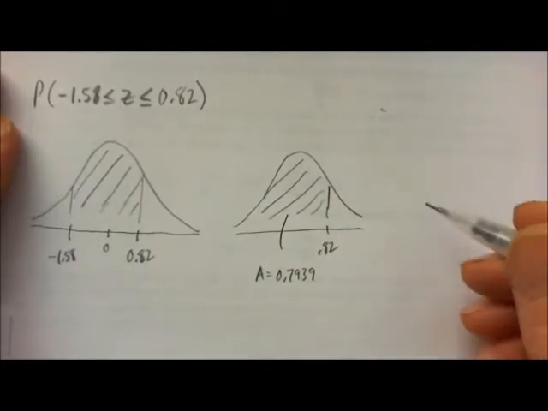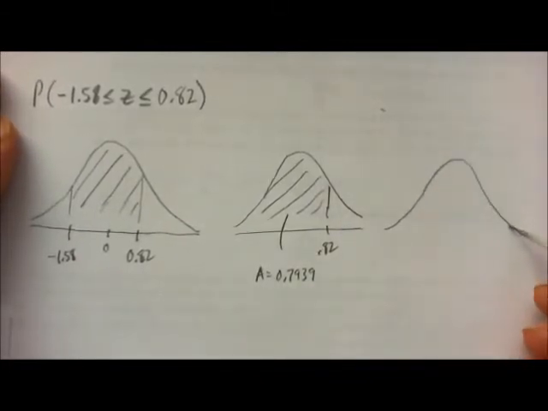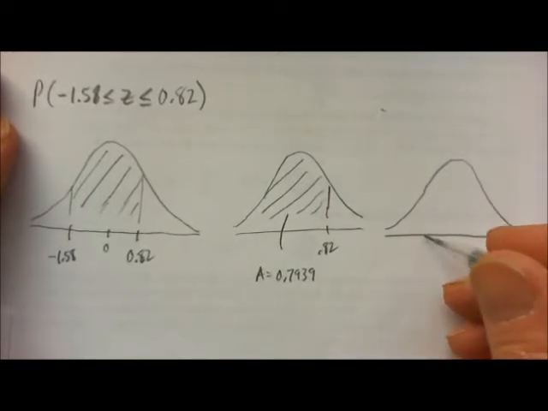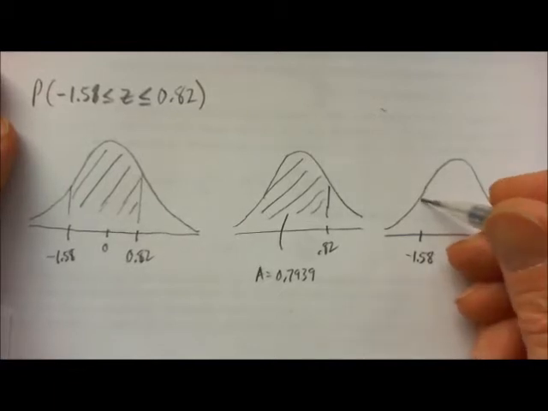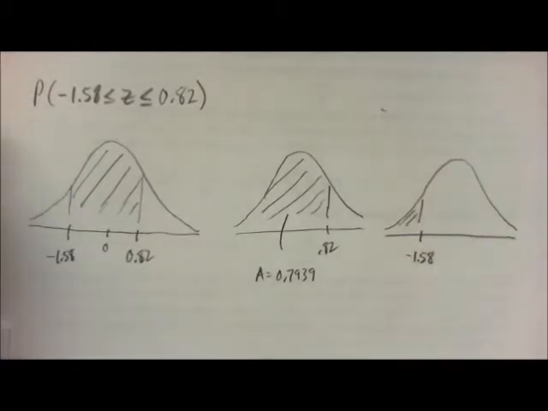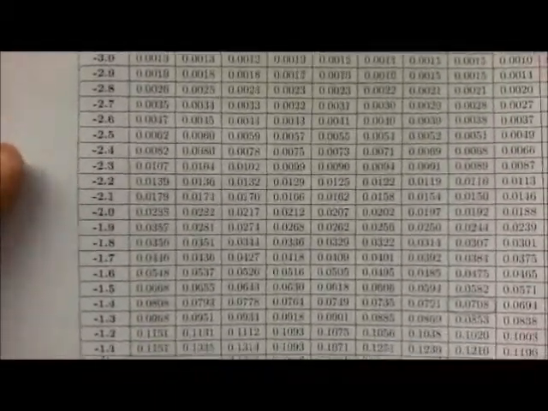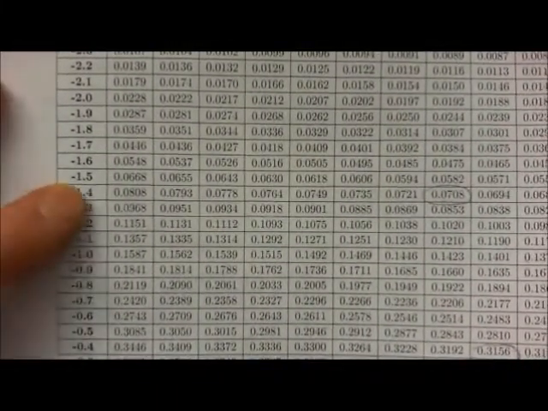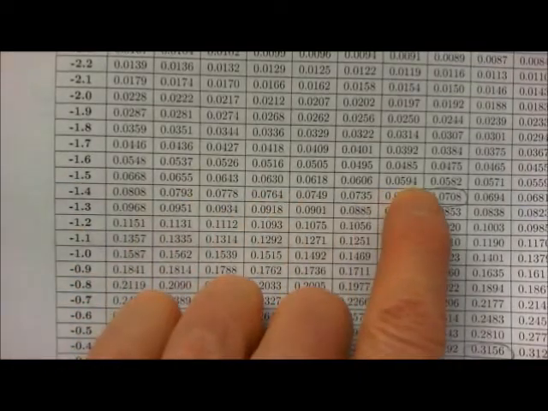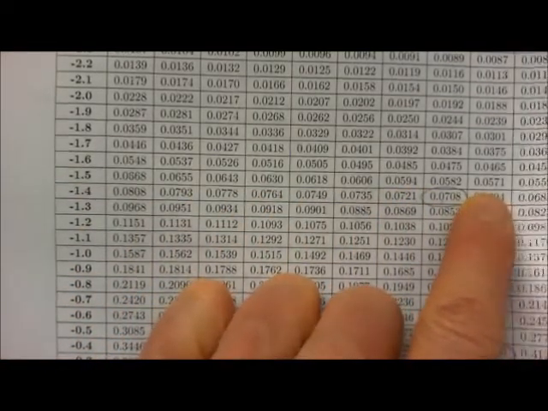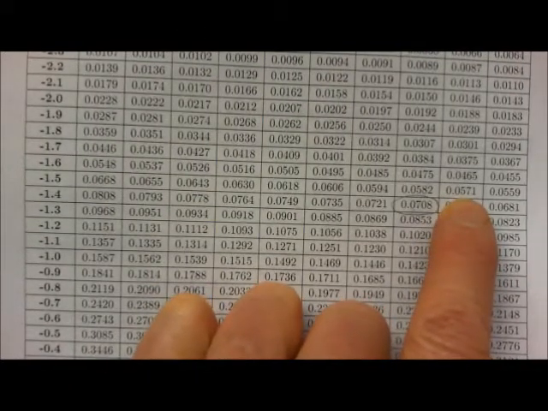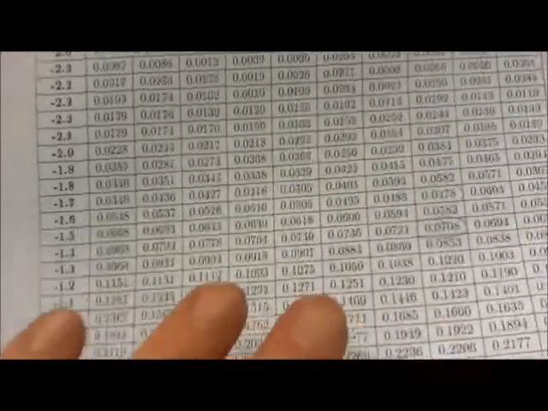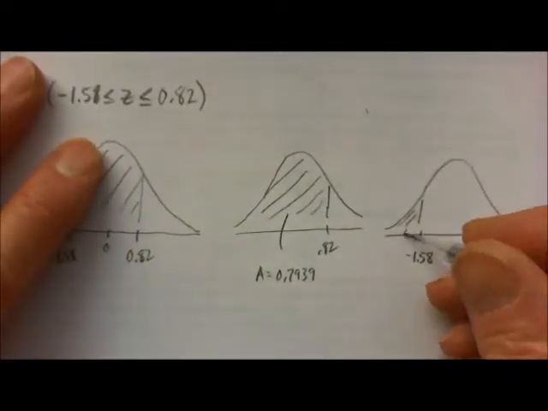Now if we go and do the same thing for our other value, the negative 1.58, it's over here somewhere, negative 1.58. And if we use the table, remember the table always gives us the value to the left of that z. So this one, when we look down here, we've got negative 1.5 here, and going across, here's the column below 0.08 right here. So we have 0.0571. Let me make sure I'm in the right row still. Yes, that looks correct. 0.0571. So that's this area.